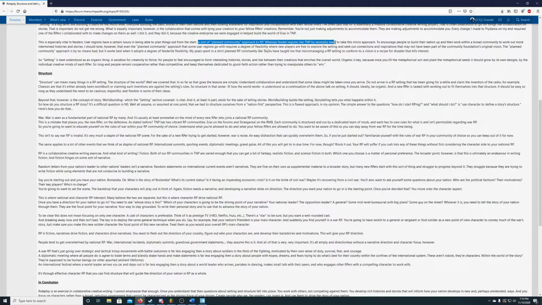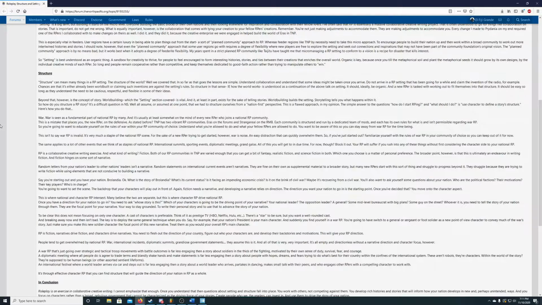This approach is especially vital in feeders. User regions have a certain luxury in being able to plan out things from the start. A sort of planned community approach to RP. Whereas feeder regions like TMP, by necessity, need to take this micro approach to encourage people to build their nations up and then work within a broad community to work out more intertwined histories and stories. I should note, however, that even the planned community approach that some user regions go with requires a degree of flexibility, where new players are free to explore the setting and seek out connections and inspirations that may not have been part of the community foundation's original vision.